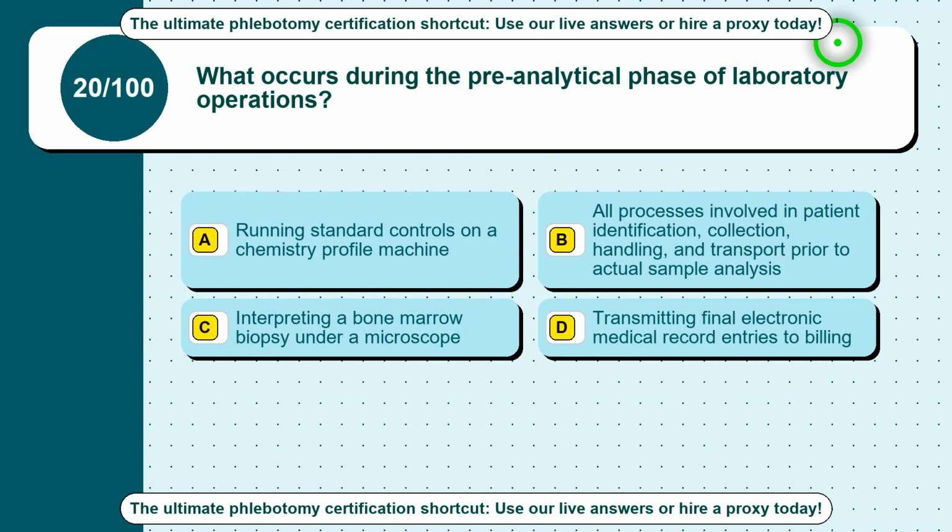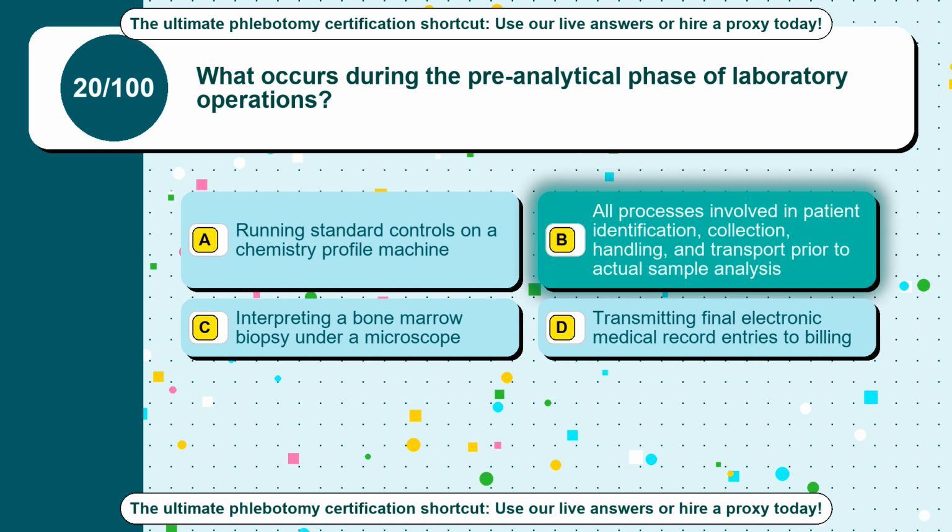Question 20. What occurs during the pre-analytical phase of laboratory operations? Option A. Running standard controls on a chemistry profile machine. Option B. All processes involved in patient identification, collection, handling, and transport prior to actual sample analysis. Option C. Interpreting a bone marrow biopsy under a microscope. Option D. Transmitting final electronic medical record entries to billing. The correct answer is option B.